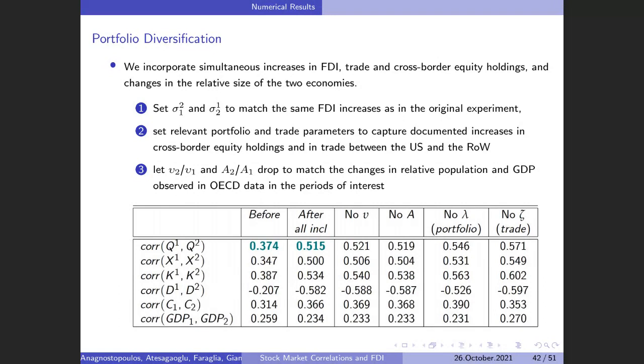So from that table, the punchline that you should get is that trade and portfolio diversification do not seem to be contributing that much or at all to the observed increase in the global stock market correlations, and FDI can explain around 1/3 of it. Of course, there are many other things like monetary policy or the synchronization of financial cycles that might be contributing in explaining the other 2/3 that we observe in the data, but that's outside the scope of our paper, and this paper is just trying to focus on a specific, particular channel.